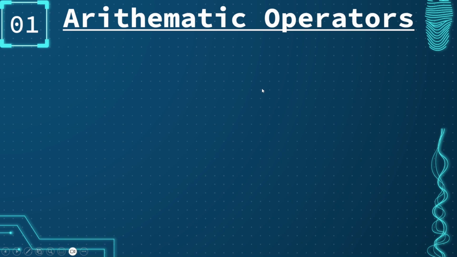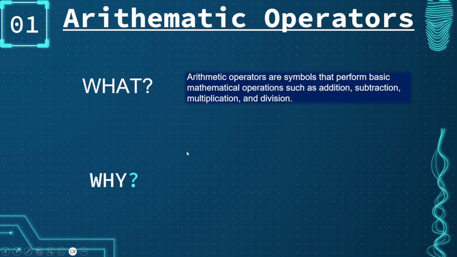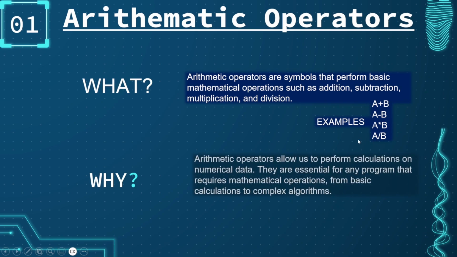We have to understand the two basic questions if we want to understand any topic whatsoever: what and why? What is an arithmetic operator? It is basically a symbol that performs basic mathematical operations such as addition, subtraction, multiplication, and division. We are very familiar with these symbols. Why do we need arithmetic operators? Because we want to perform calculations on numerical data. They're essential for any program that requires mathematical operations, from basic calculations to complex algorithms.